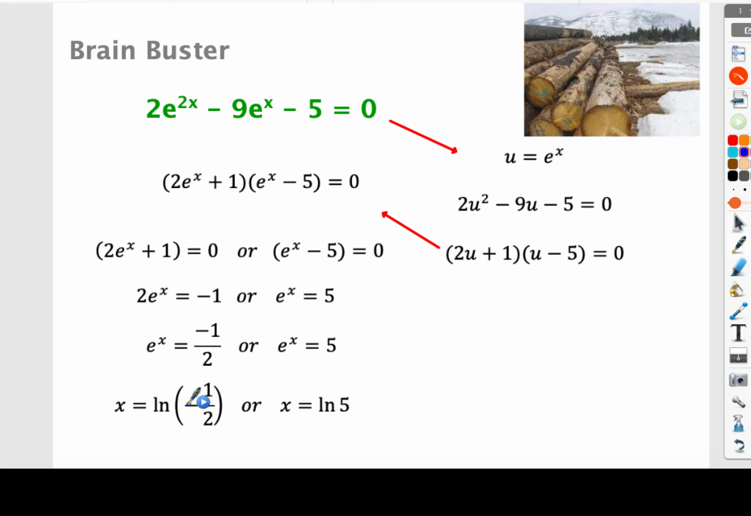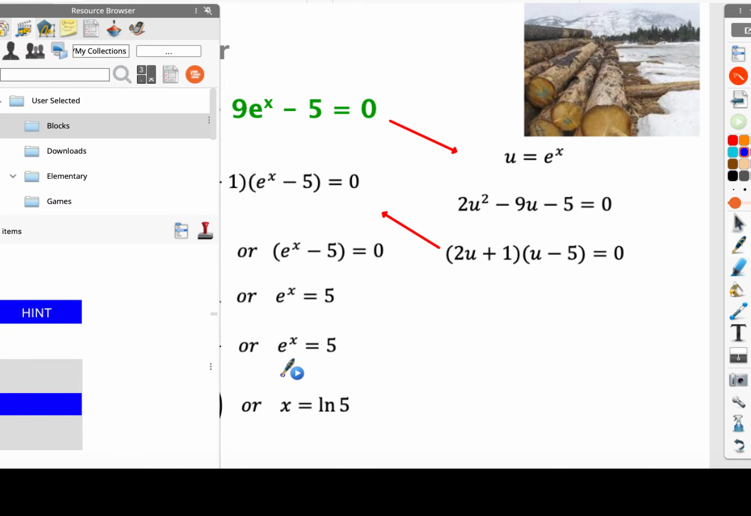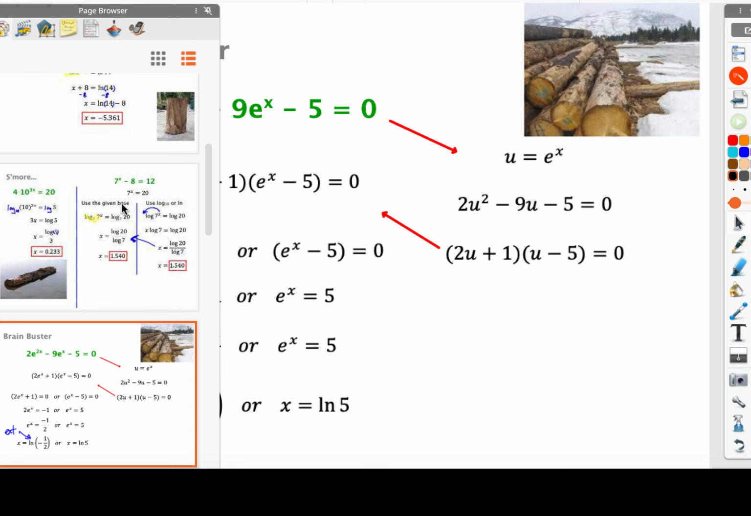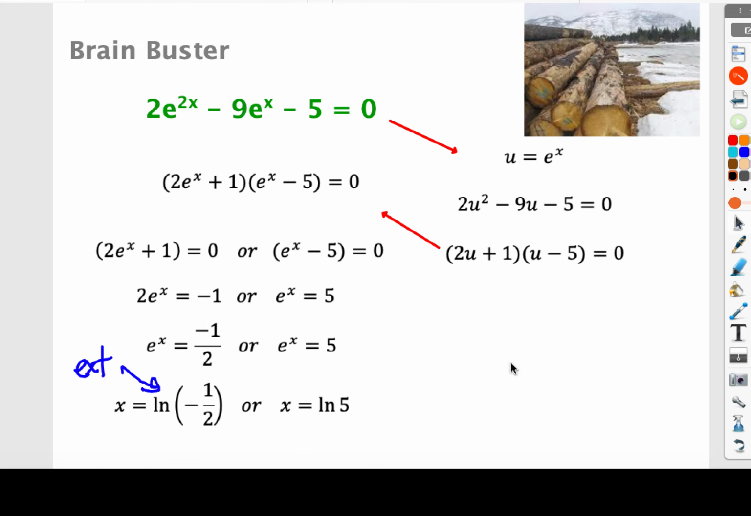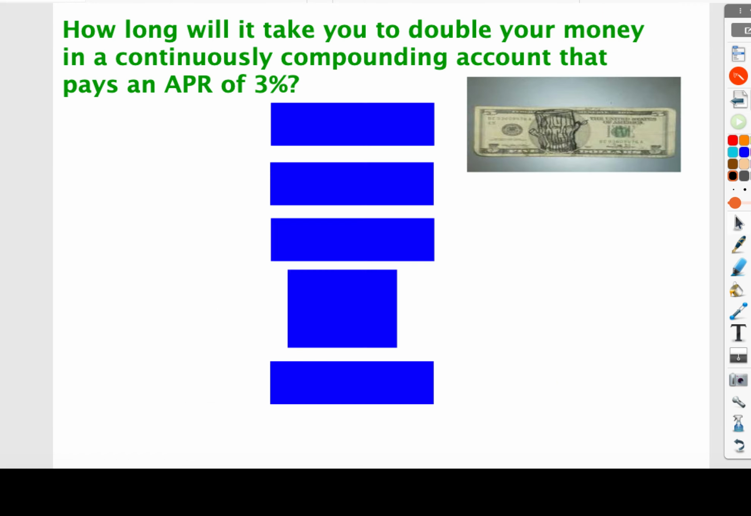Now, natural log of -1/2 doesn't really work. That's undefined. Or actually, technically, we would call that one an extraneous solution. EXT, that one's extraneous. You can't take the natural log of -1/2. Oh, sorry about that. Can't take the natural log of -1/2. So it's not really going to work too well as far as that goes. But you can take the natural log of 5. So 1.609 there.